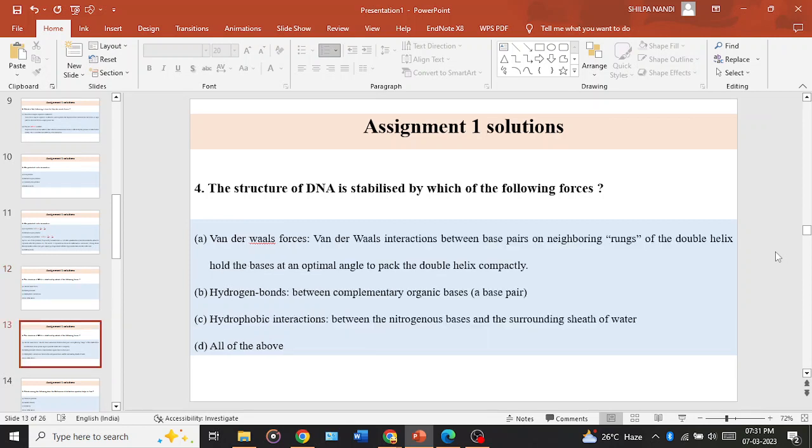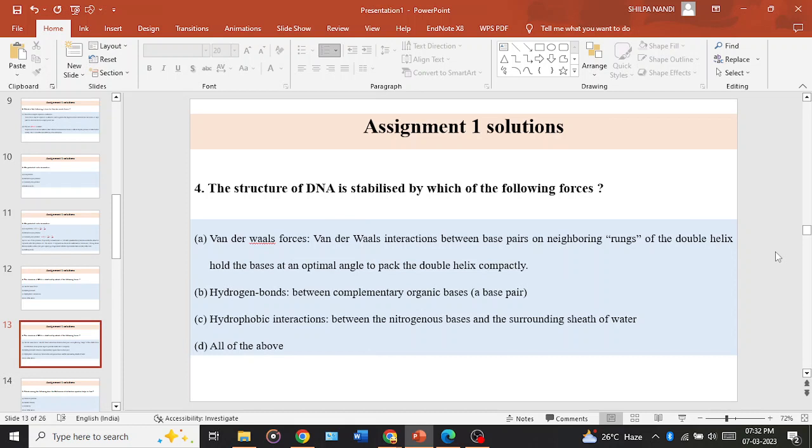In case of the structure of DNA, van der Waals forces also play a quite significant role. That is, in between the base pairings on the neighboring rings of the double helix, it holds the bases at an optimal angle to pack the double helix compactly. As you said, the second option, hydrogen bonds. You might also know the reason behind it. Why so? Because they are present between the complementary organic bases. Basically, they form the base pair. For example, between adenine and thymine there are two hydrogen bonds available, and between guanine and cytosine there are three hydrogen bonds available.